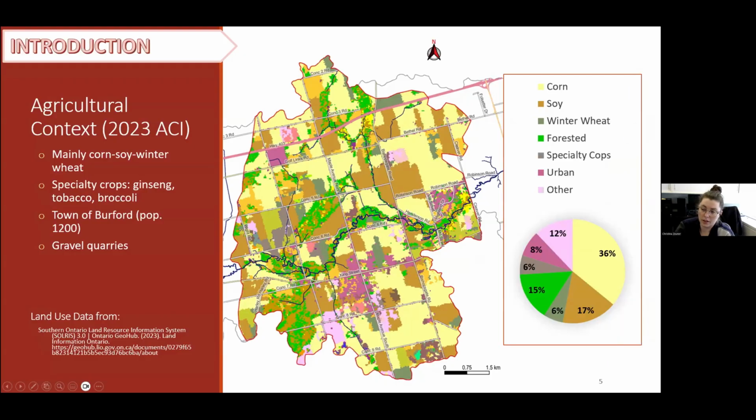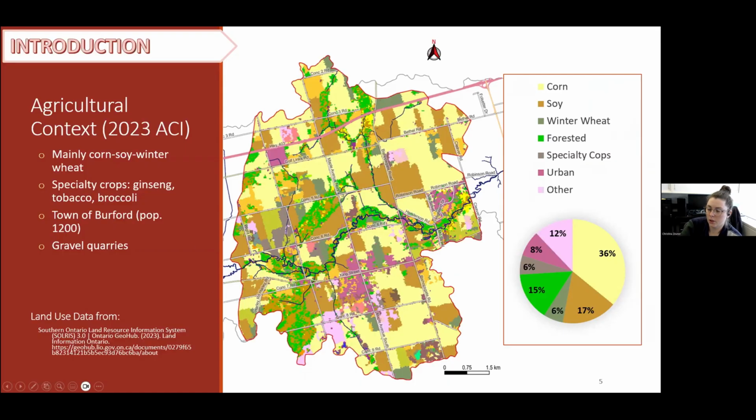Much of the land use in this area is for cash crops, corn and soy, which are often but not always rotated. We have a few fields that are doing a rotation of corn, soy, and winter wheat. There are also some specialty crops like broccoli, ginseng, and tobacco. Just to mention, this map is coming from the annual crop inventory, specifically 2023.